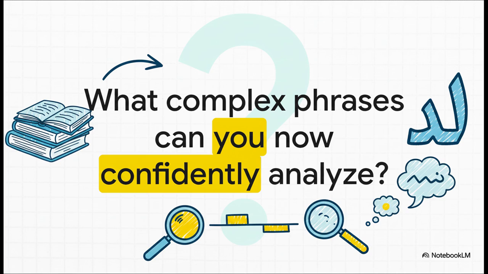So the next time you're reading and you see that third word pop up after a possessive phrase, you're not going to feel that moment of confusion. Not anymore. You'll know exactly what to do. Check if it's definite or indefinite. If it's definite, run the 4-point check. You've just gone from guessing to actually analyzing. So the only question left is, what other complex phrases are you going to confidently break down now?